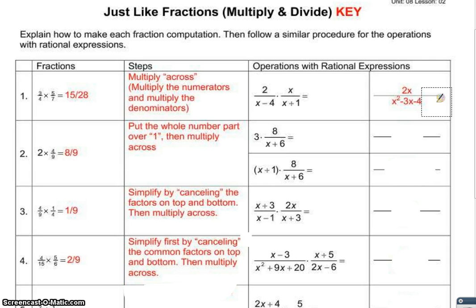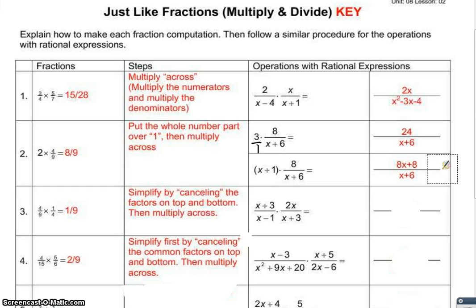Looking at number 2, it says I'm going to put the whole number over 1, and then multiply. So I'm going to have 3 over 1 times 8 over x plus 6. When I multiply across, I end up with 24 over x plus 6. Same thing on the second one. My x plus 1 is going to be put over 1, and I'm going to multiply across. Here I'm going to distribute the 8 to both the x and the 1. So I end up with 8x plus 8, and my denominator is x plus 6.